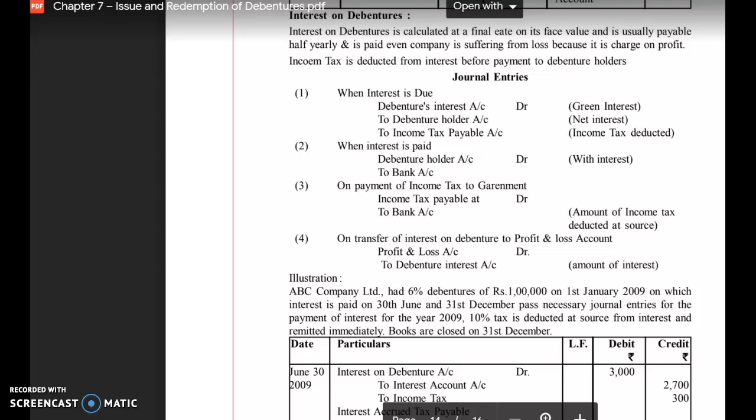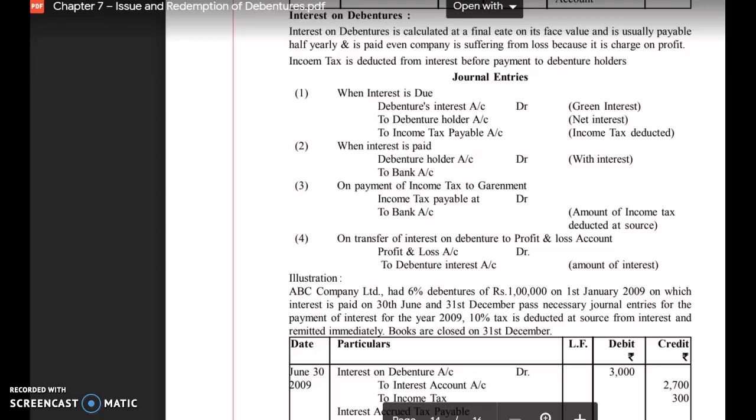I repeat here, total amount means these above three entries will be recorded half yearly with the same amount. As I told you that interest on debenture is payable half yearly, the above three entries will be recorded at every half year at the end when the debentures interest becomes due and it is paid.